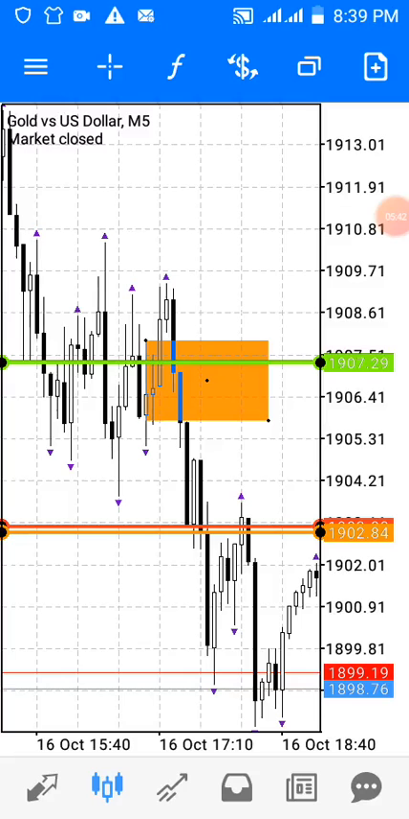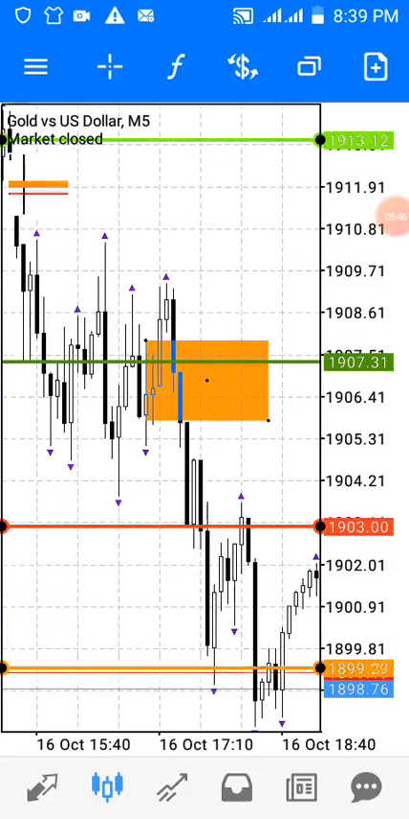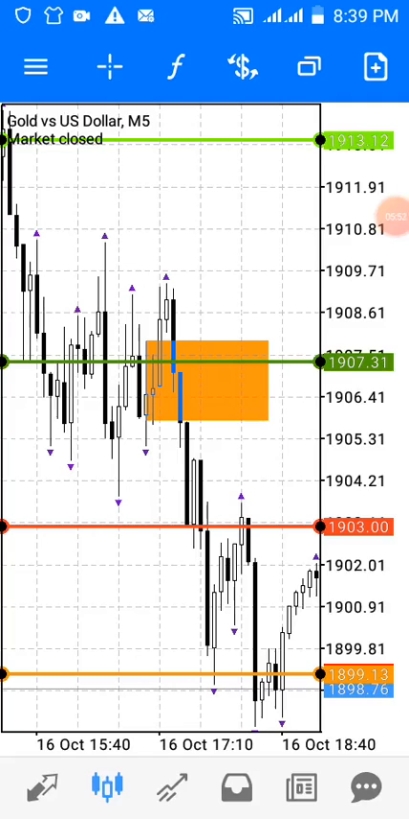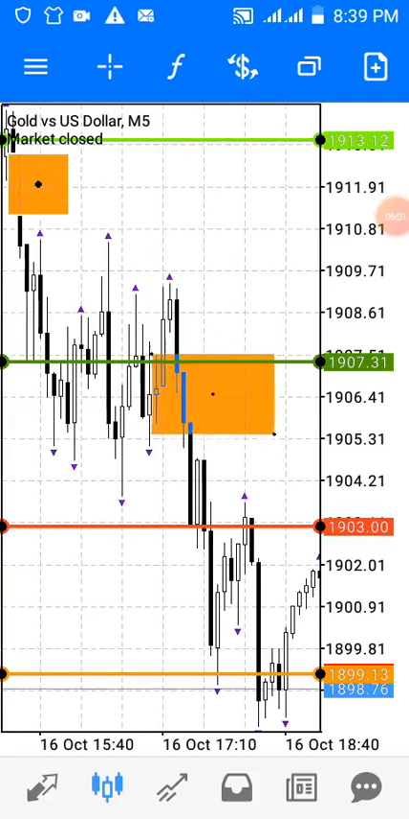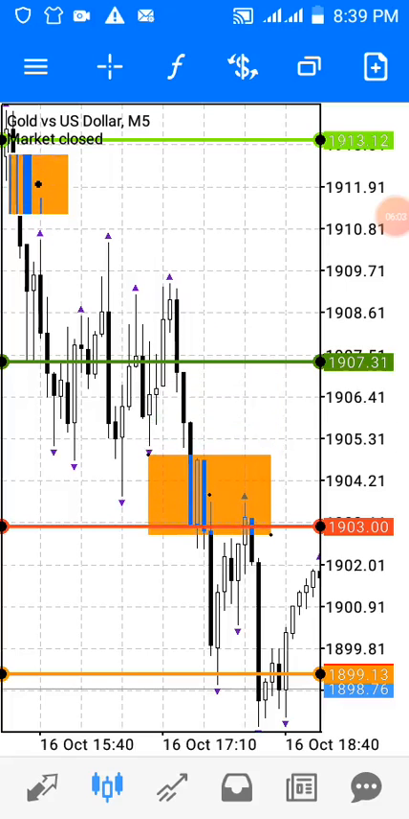Okay, let me take it again. Okay, this is our first trade, which is 0.01. It's a buy trade. So we expect price to go up in this direction. But price now goes against us.